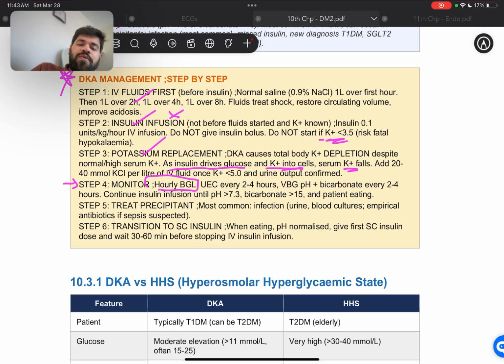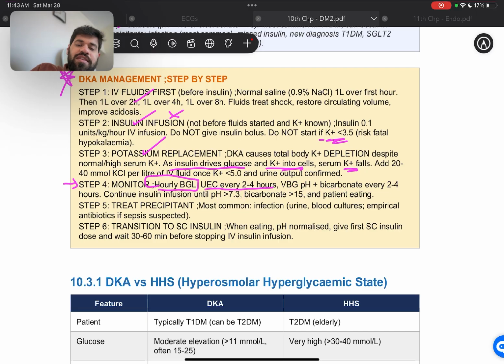Then step 4 is that we monitor the patients. We monitor the hourly BGL and UEC over 2 to 4 hours, and VBG and pH plus bicarbonate every 2 to 4 hours. Then we continue the insulin infusion until the pH is more than 7.3 or bicarbonate goes over 15 and the patient is eating.